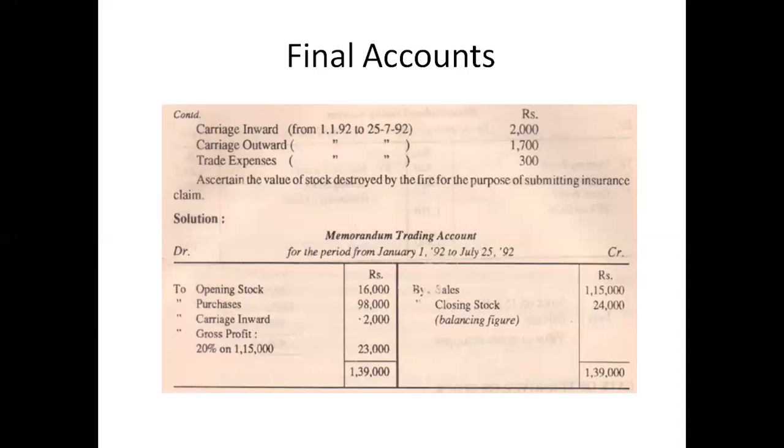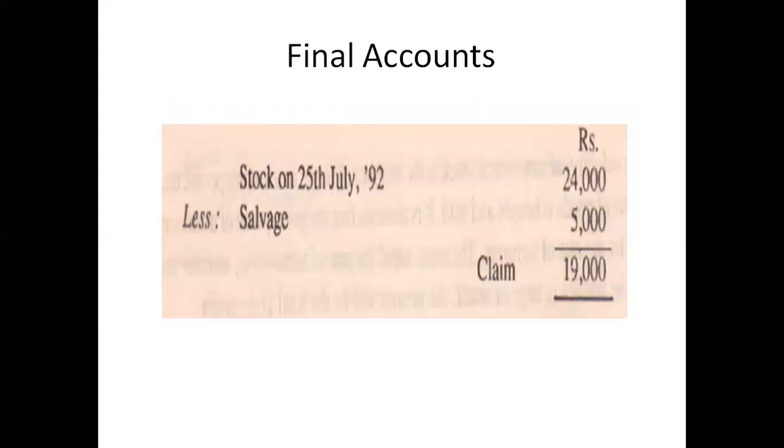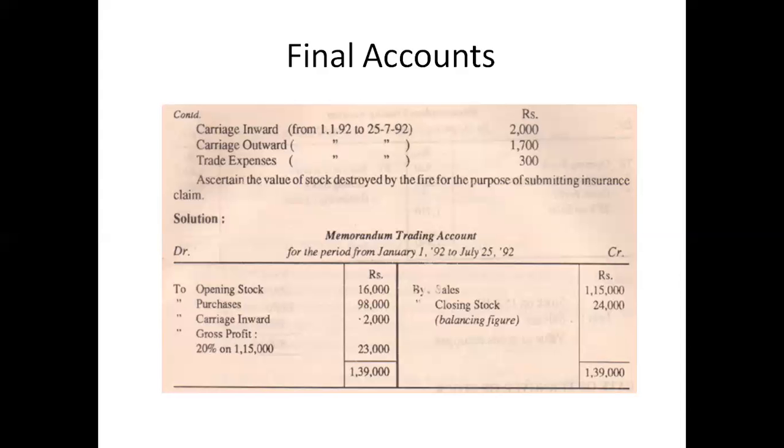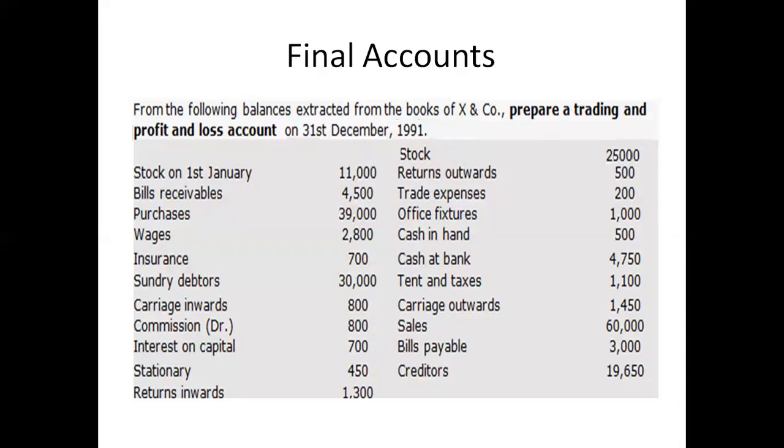So the closing stock, as the balancing figure, is 24,000. So the claim made by the company as 24,000 is legitimate. Less salvage means 24,000 minus 5,000, 19,000 is actually the claim made by the company. So this claim is legitimate, and the closing stock amount is the same.